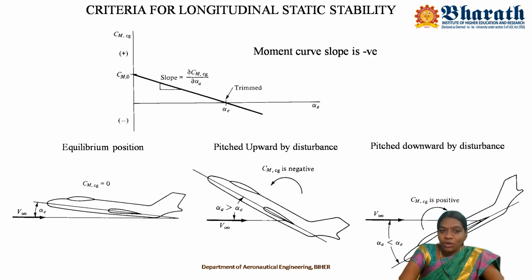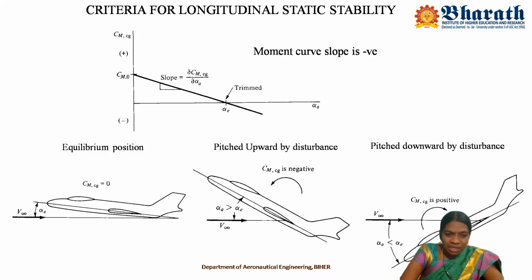So if we are plotting CMCG versus alpha A, then that corresponding curve is called the moment curve. So if they mention it's the moment curve, it is understood that it is a plot between CMCG versus absolute angle of attack. Yes. So now we are just going to examine this graph.